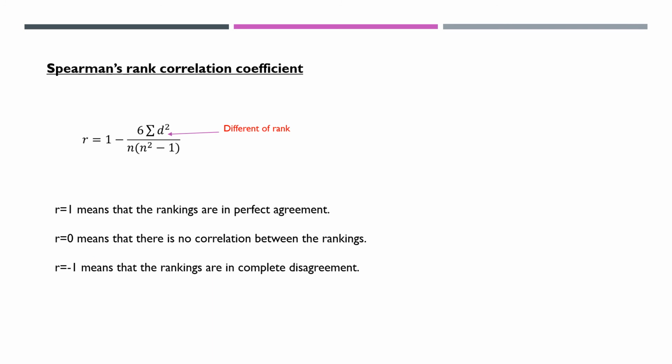Spearman rank correlation coefficient, and here is the formula. It is also R, but it's different from the previous one. So this is 1 minus 6 sum of d squared, where d is the difference of rank, over n open bracket n squared minus 1 close bracket. So R equal to 1 means that the rankings are in perfect agreement. R equal to 0 means that there's no correlation between the rankings. R equal to -1 means that the rankings are in complete disagreement.